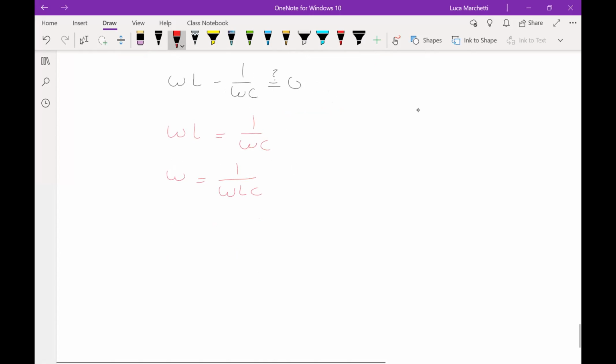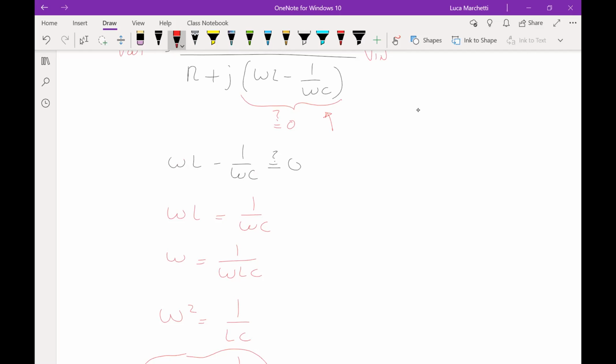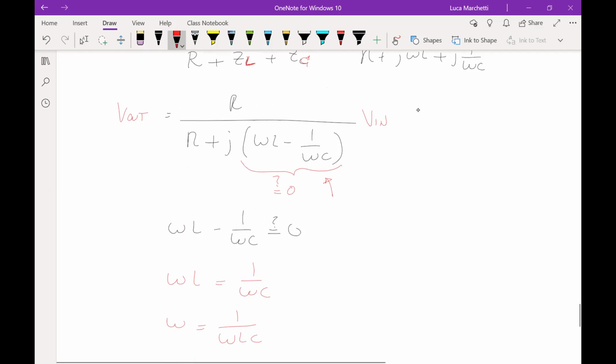Yes, and then since my unknown is omega, omega squared is equal to 1 over LC. Therefore, omega is equal to 1 over the square root of LC. So there is a frequency which is called the resonant frequency, and this is the formula for how it comes out, at which this imaginary part here is practically cancelled, right?